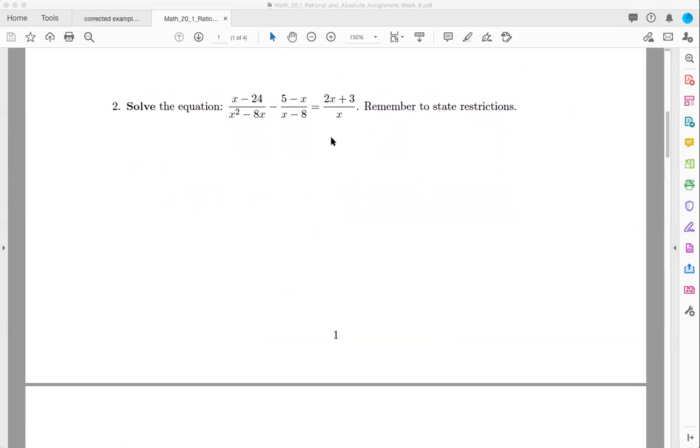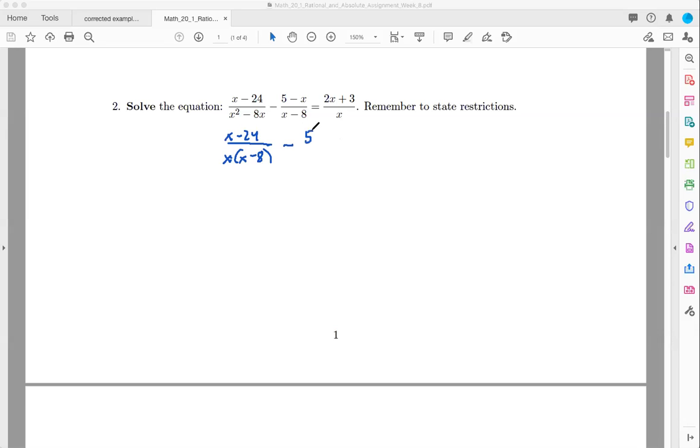We have (x minus 24) over (x squared minus 8x), and this looks pretty daunting. But what we can do is take it a piece at a time and say, well, what if we factored the bottom? If we factor the bottom, we would have x times (x minus 8). That seems reasonable. We have our x minus 24. And that means that we want all of our rational terms to have this x times (x minus 8).